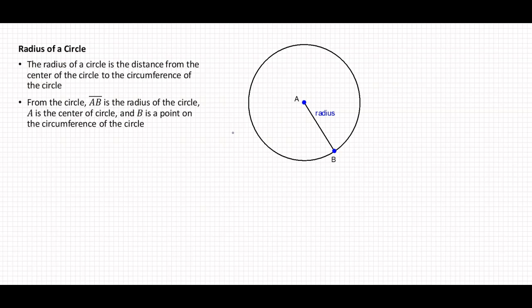So a radius of a circle is a line from the circumference, which is on the circle, not in the circle. The radius is from the center in the circle to a point on the circle. So A to B is your radius. If you have another point right here, let's call this C, A to C would also be your radius.